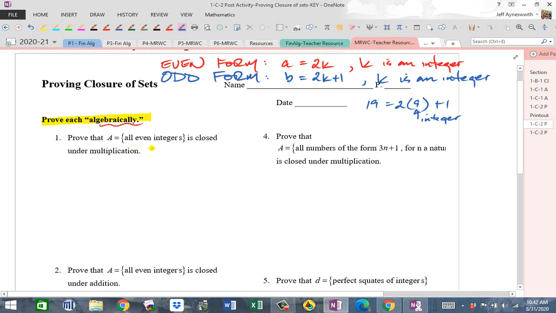Here I want to take two different even integers, multiply them together and show that the result is even. So let a equal 2k, where k is an integer, and b is a different one. Let b equal 2l.